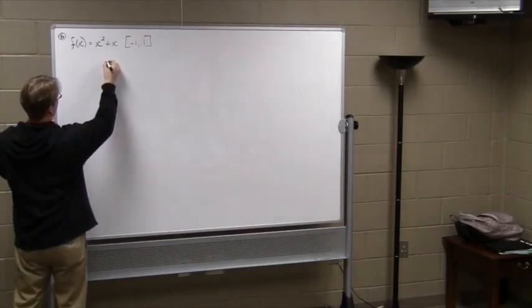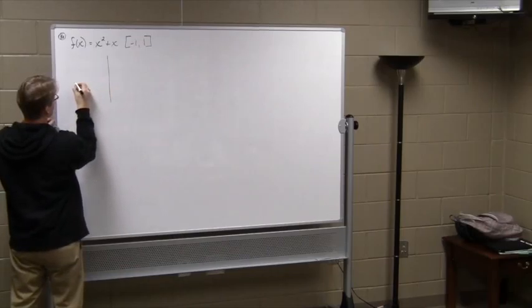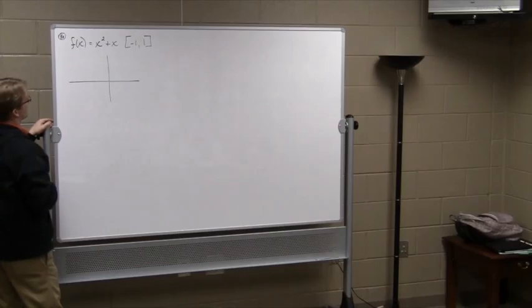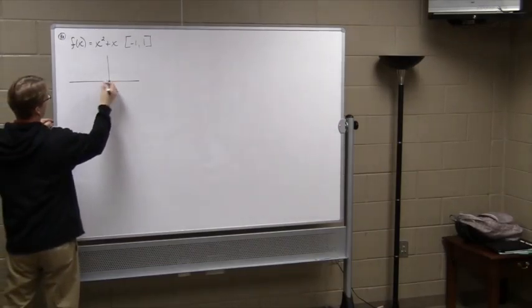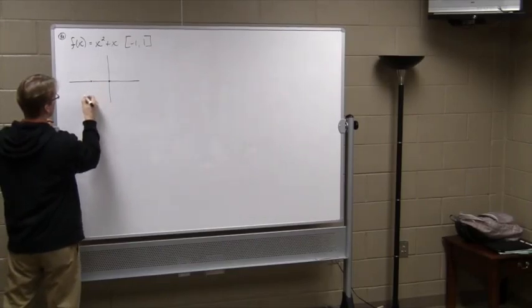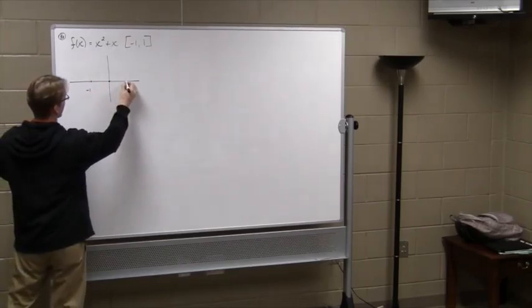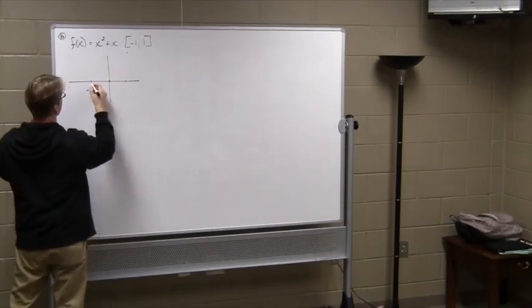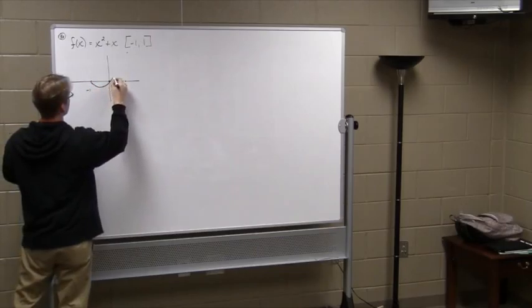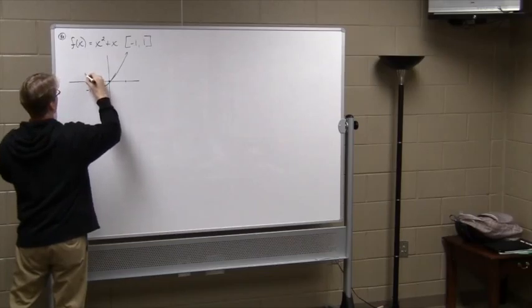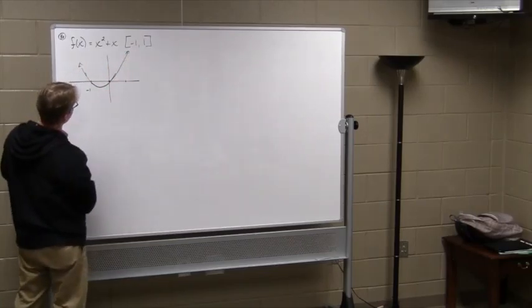So, let's see here, we're gonna have roots at 0 and at -1, okay? So this graph is gonna look something like this. Give or take, something like that. So there's our f of x.